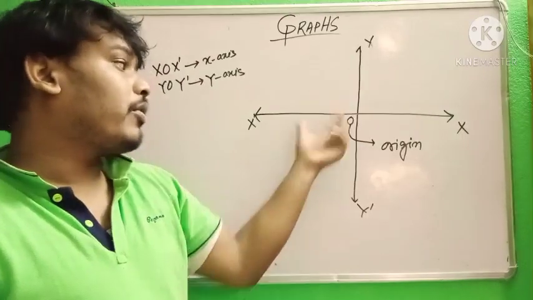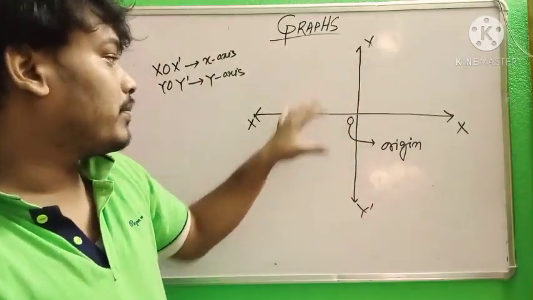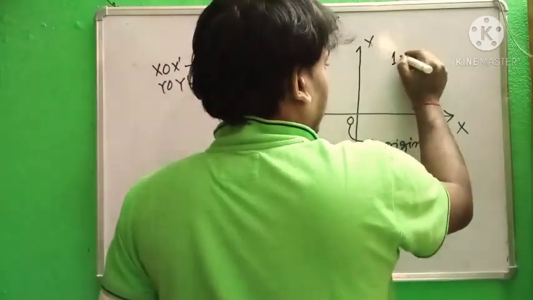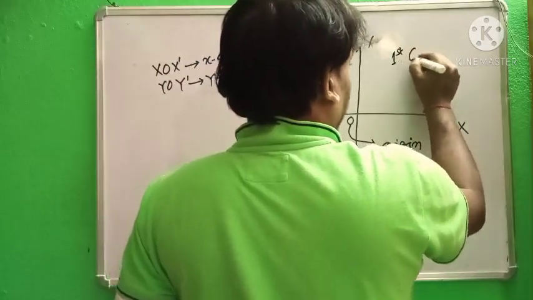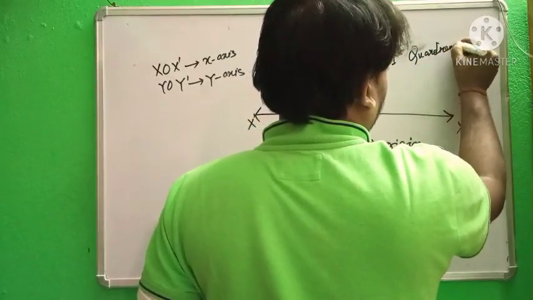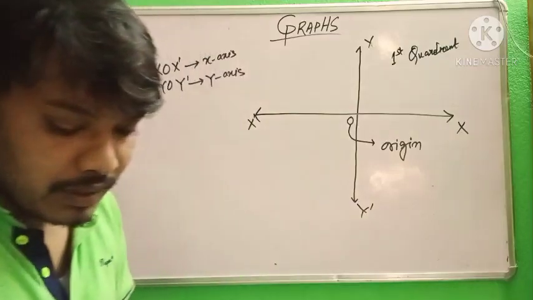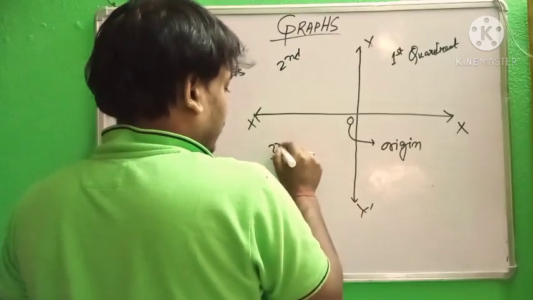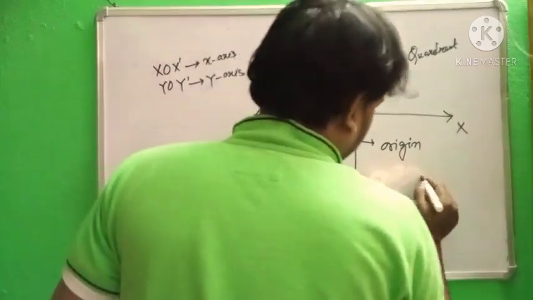So there are four parts: one part, two part, three part, fourth part. The first part is called the first quadrant. Okay, first quadrant, second quadrant, third quadrant. It is the second quadrant, it is the third quadrant, and it is the fourth quadrant.